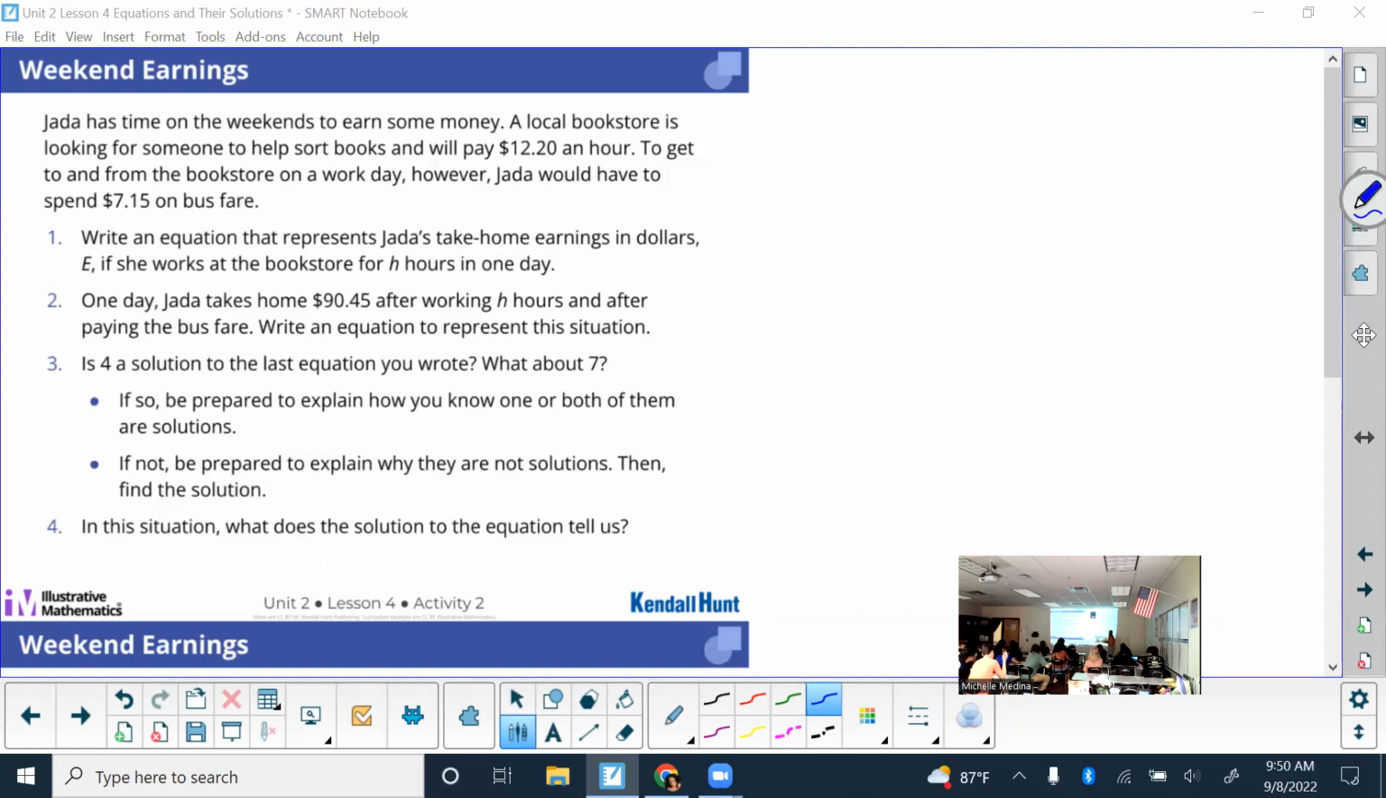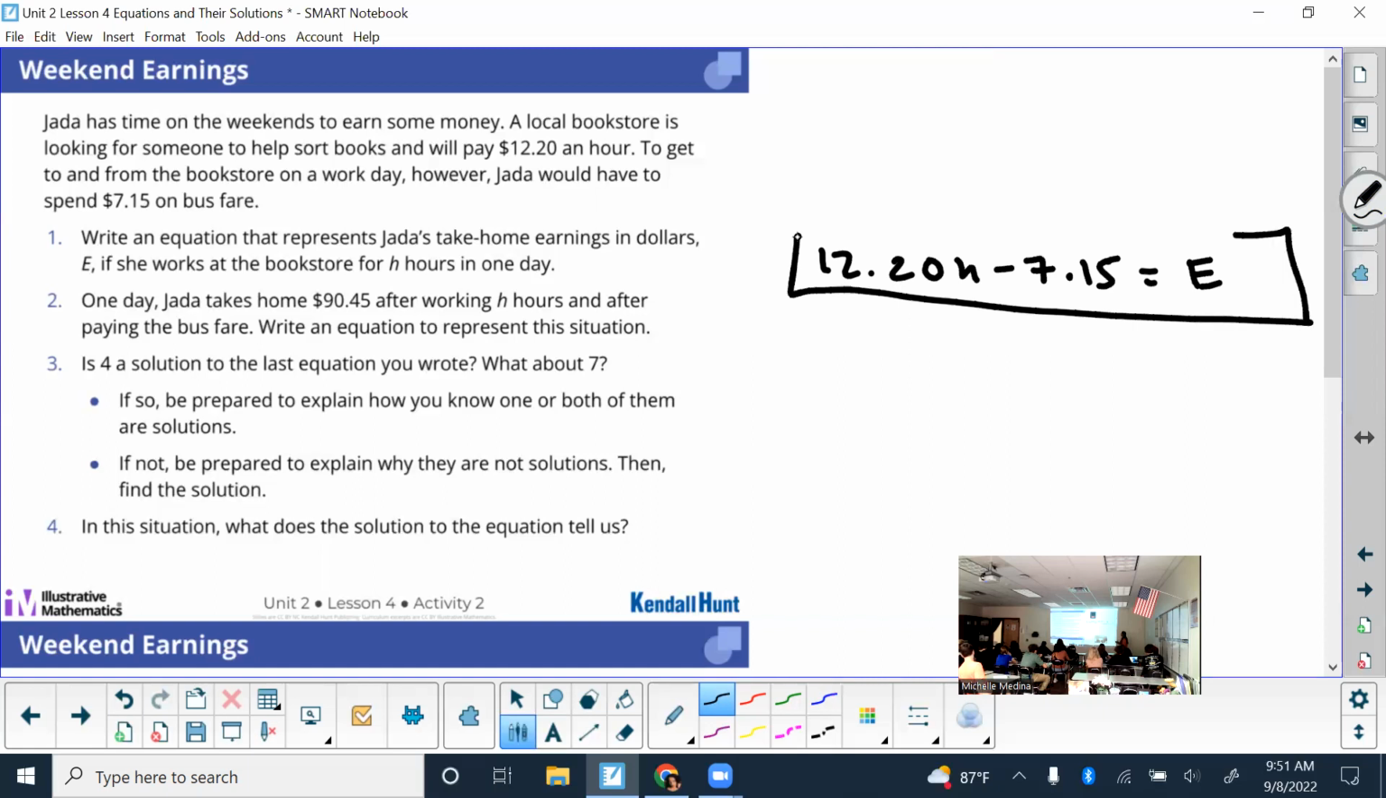All right, Ryan, $12.02 H minus 7.15 would be, all right, anyone have something different? All right, that is correct. You can even put the E equals on the other side. So take a look.